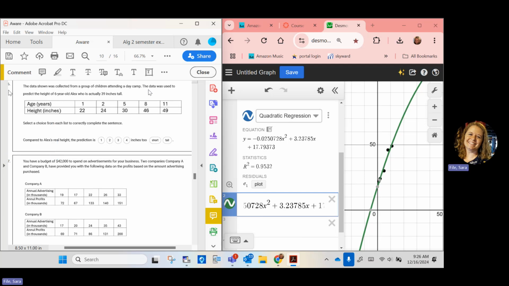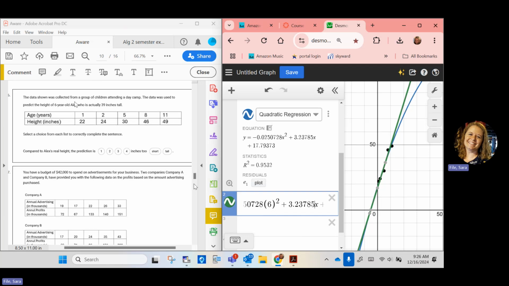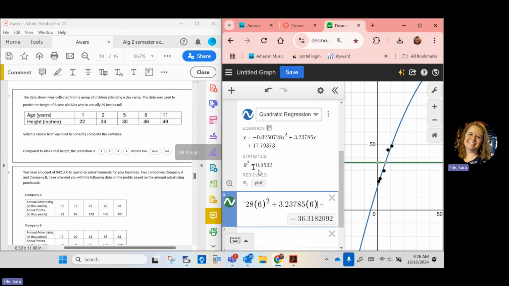Okay, so the data shown was collected from a group of campers. Project the height of 6-year-old Alex, who's 39 inches tall. Compared to Alex's real height, the prediction is blank inches too tall or short. Okay, so we want to plug in an age of 6. So we're going to replace our X's with a 6. Oh, that's what I was doing. I was plugging in 42,000 for some reason. Oh, well, that's number 27. That's the other problem. Oh, okay. So I'm talking about number two. Yeah, so in this one, we're plugging in a 6, replacing that X.